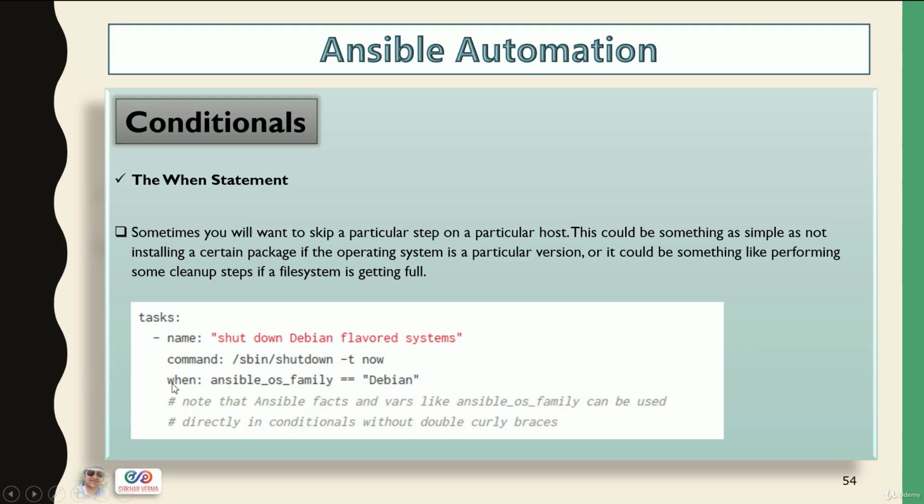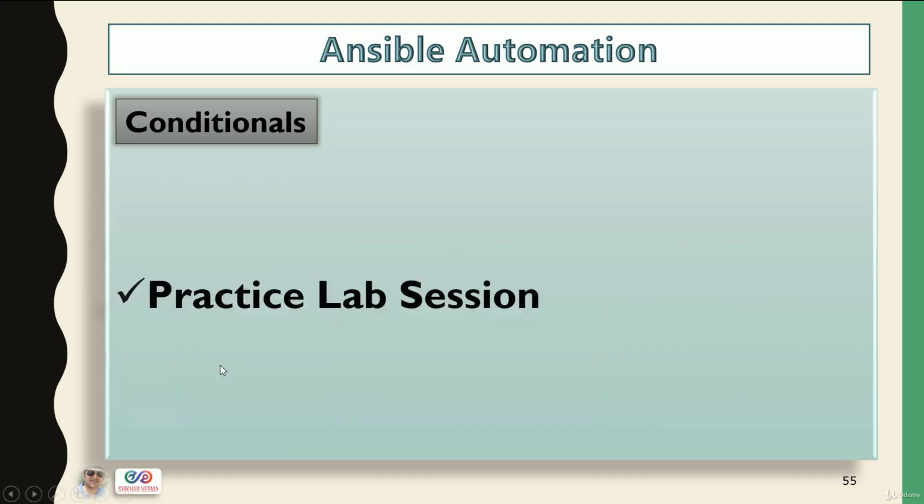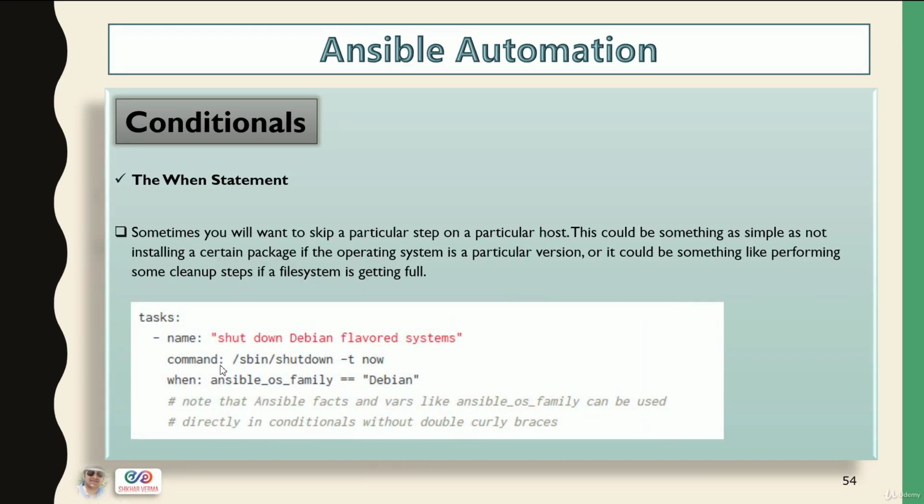If I have not used this line, what will happen? If I execute this playbook, it is going to shut down all the servers that you have mentioned in the playbook, that is in the hosts. But here I have mentioned this one. So whether in your group you have Red Hat or CentOS, it doesn't matter. It is going to reboot only the Debian servers.